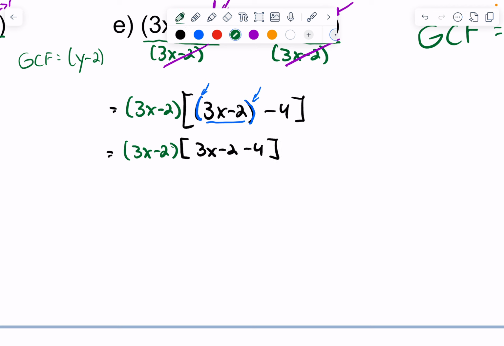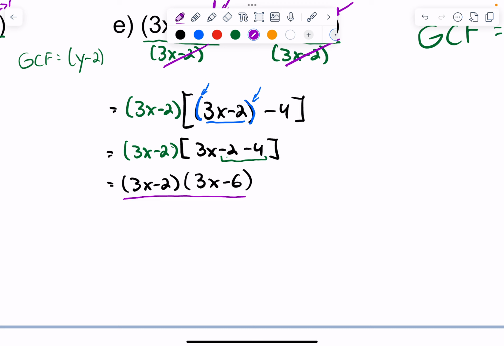Well, collect these like terms right here. So that becomes, and now let's just write it like that, all the colors, 3x minus 2. And then that square bracket becomes 3x minus 6. And then there is your final answer, okay? So this is factored form.